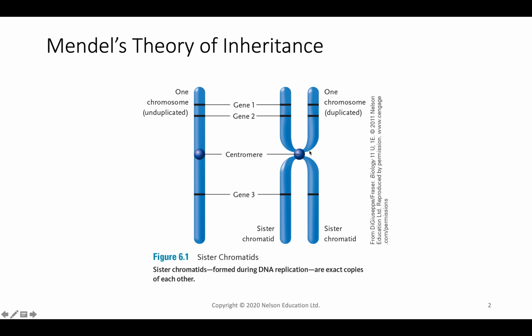And when we duplicate this chromosome, we're going to have an exact copy. So here's a duplicated chromosome with gene 1, gene 2, and gene 3 in the exact same location. These are called sister chromatids, and these are formed during DNA replication. These are going to be exact copies of one another.